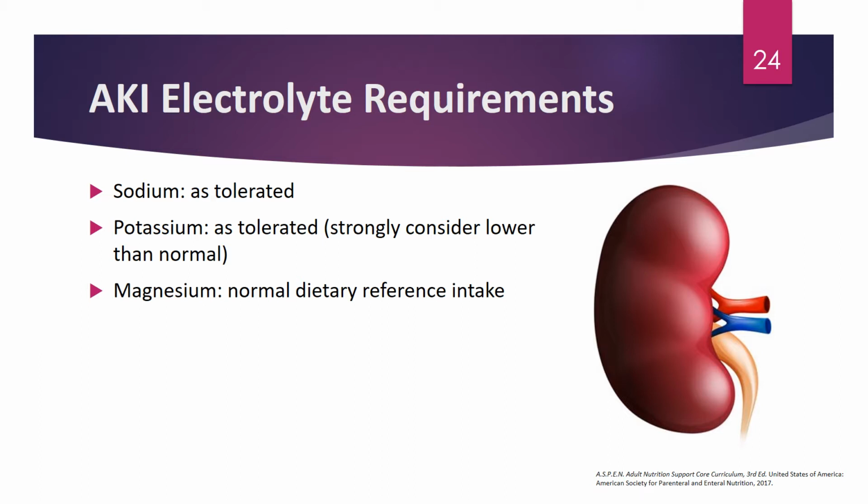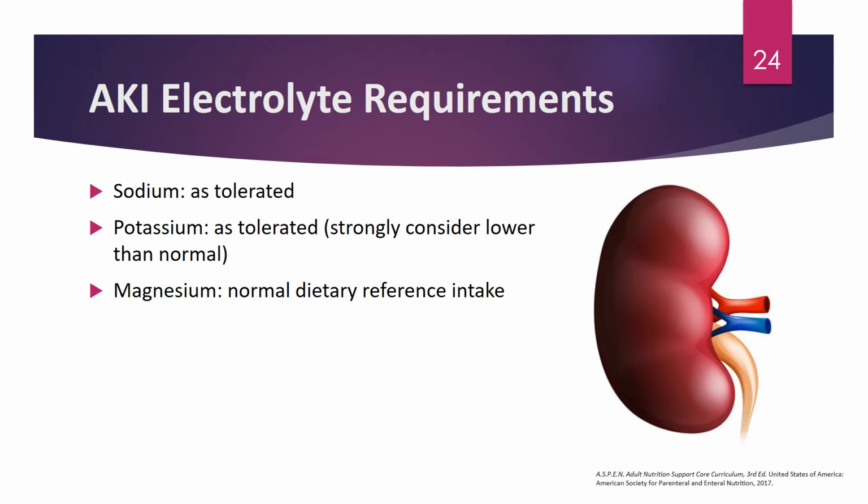So in terms of AKI, you should give them sodium as tolerated. Because remember, we still need sodium, as sodium has an important role in producing, for example, action potentials. And you can dose that sodium based on whatever concentration you need to attain, as we talked about in the sodium disorders lecture. In regards to AKI, you should only give them potassium as tolerated, and you should strongly consider giving lower than normal, if not even holding potassium, in patients who have AKI.